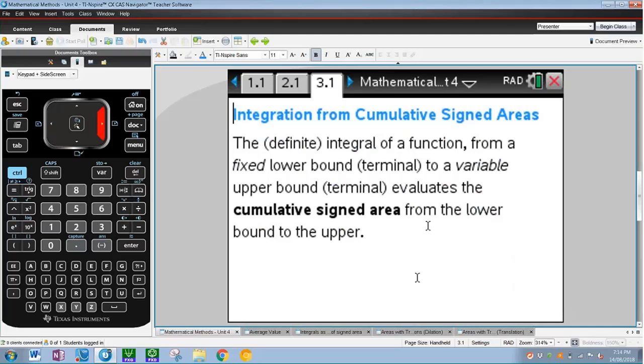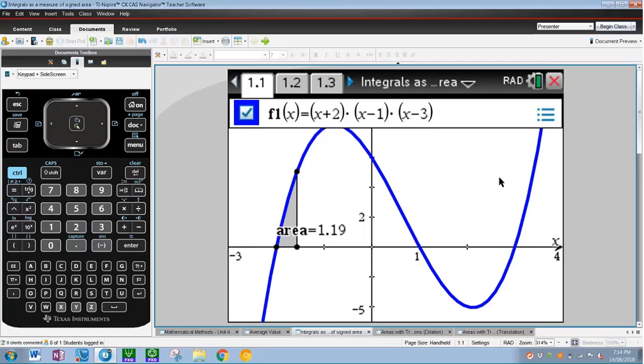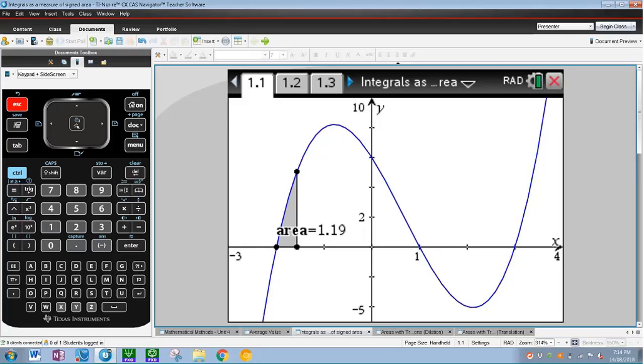So going to that diagram, I've got a very simple cubic function here. It's got x-intercepts at -2, at 1, and at 3. So a very basic cubic function, as you can see there. And what I've got is an area here. I've fixed the lower bound at -2, the first x-intercept. I fixed that there just because it's an easy way to look at it, because it's the first x-intercept and the area starts getting positive after that.